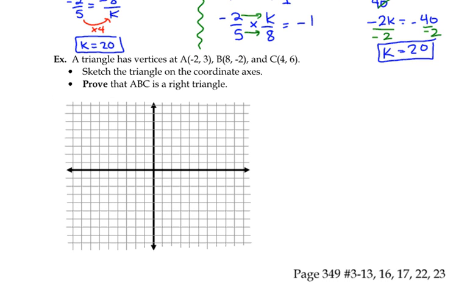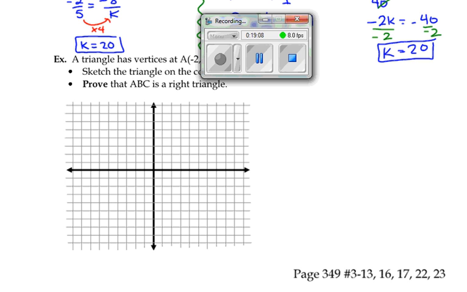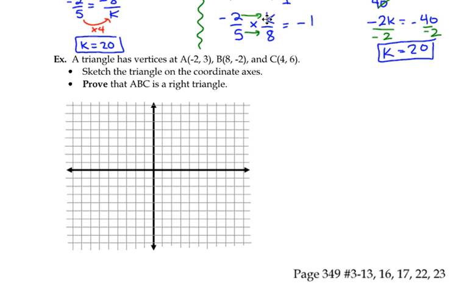Okay, please draw the following 3 vertices on your grid. So we have a triangle ABC. Please plot these points. So A was at negative 2 and 3. I'm going to actually put in that point there because we're going to use that. B is at 8 and negative 2. So it should be a 10 by 10 grid. 4, 5, 6, 7, 8. Yep. And 4 and 6 is C. 1, 2, 3, 4, 5, 6.